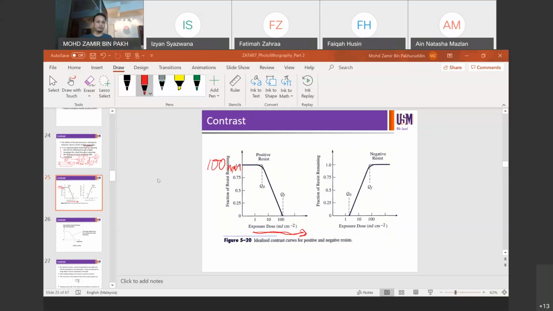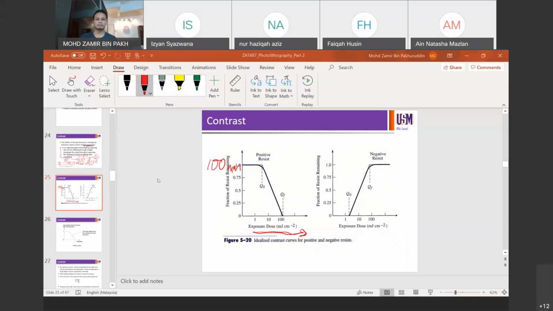What do you understand about contrast curve? Can you unmute yourself? Yes, doctor. Go ahead. From the contrast curve, what I understand is the Q note is when the reaction starts, when the exposed area begins to become soluble for positive resist. Okay, so Q note, right? Yes, Q note. So you want to continue on the increase dose?